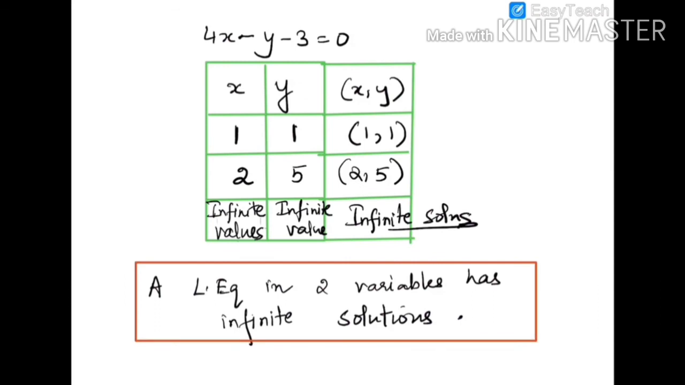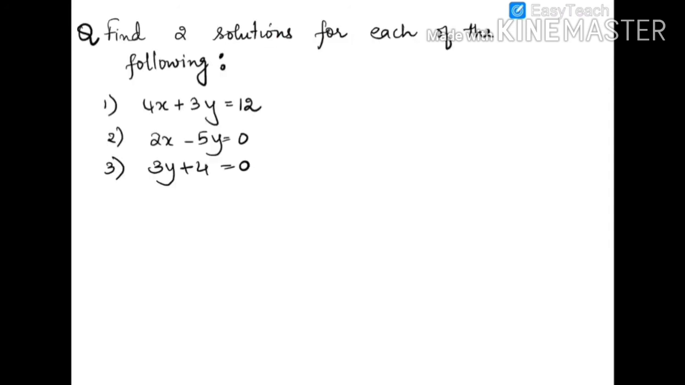An easy way to get two solutions is to take the x value as 0 and then find the corresponding y value, and then take y value 0 and then find the corresponding x value. With this knowledge, let us try to find the solution for each of the following equations. We have to find two solutions. Let's do the first one. 4x plus 3y equal to 12.